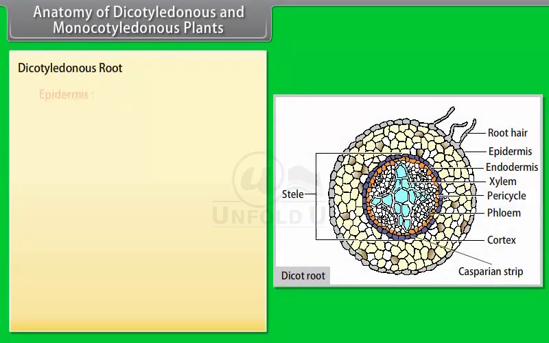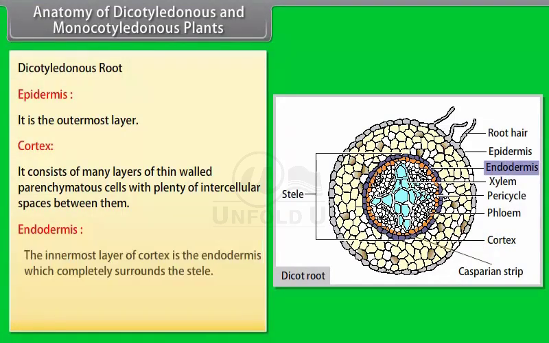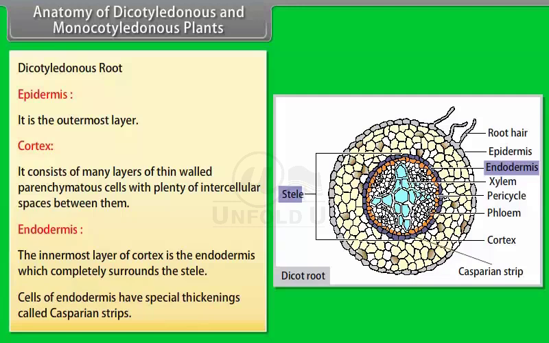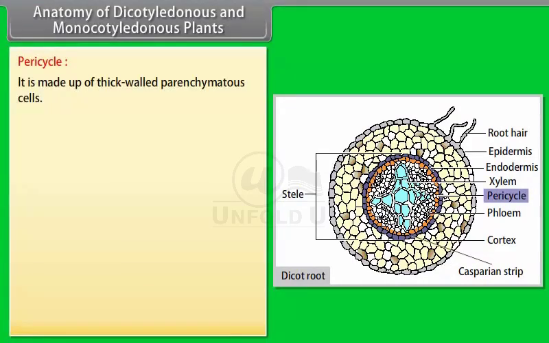Dicotyledonous root. Epidermis. It is the outermost layer. Cortex. It consists of many layers of thin-walled parenchymatous cells with plenty of intercellular spaces between them. Endodermis. The innermost layer of cortex is the endodermis, which completely surrounds the stele. Cells of endodermis have special thickenings called Casparian strips. Pericycle. It is made up of thick-walled parenchymatous cells.